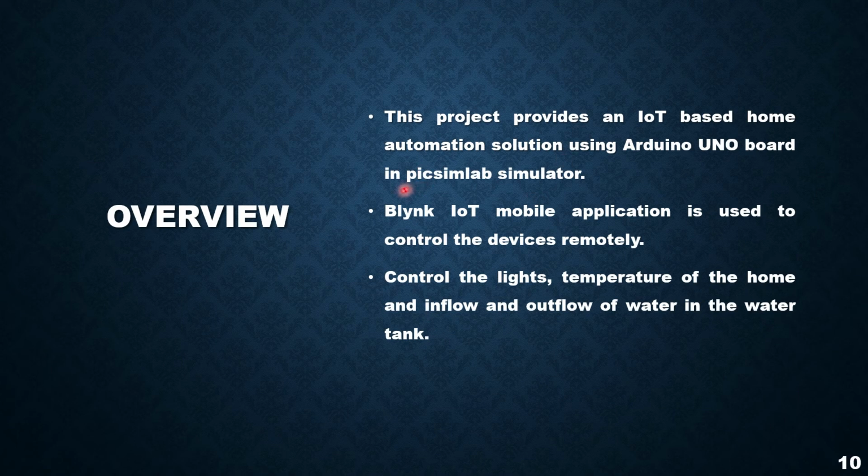In this slide, we are going to discuss the overview of the project. Our project provides an IoT-based home automation solution using an Arduino Uno board in the PiximLab simulator. The Blynk IoT mobile application is used to control the devices remotely. We can control the lights and temperature of the room or home and the inflow and outflow of water in the water tank using the Blynk IoT app.